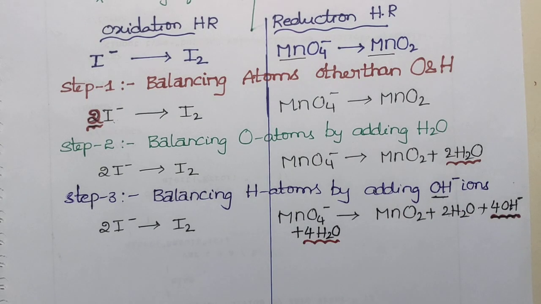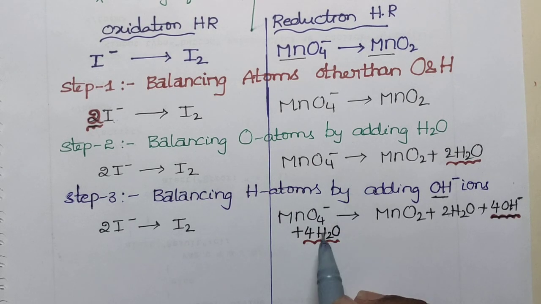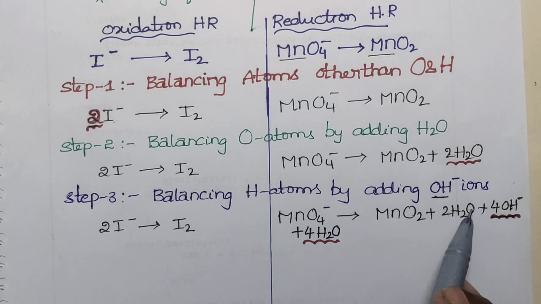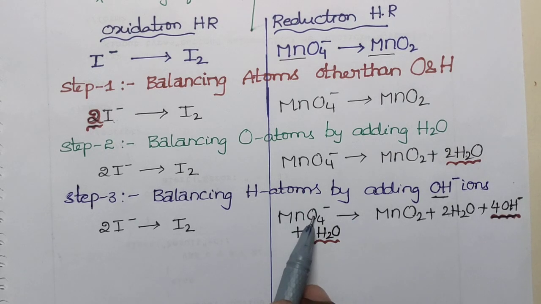By adding like this, the oxygen atoms we already balanced are not disturbed, and the same number of oxygen atoms remain. If we check, 2 oxygen atoms here and here also 2 oxygen atoms, and here 4 plus 2 is 6, plus 2 is 8 oxygen atoms on the right hand side. Here also 4 oxygen atoms and 4 oxygen atoms, 4 plus 4 is 8. Now it is balanced.